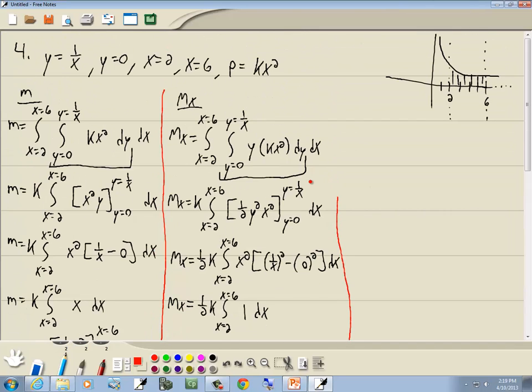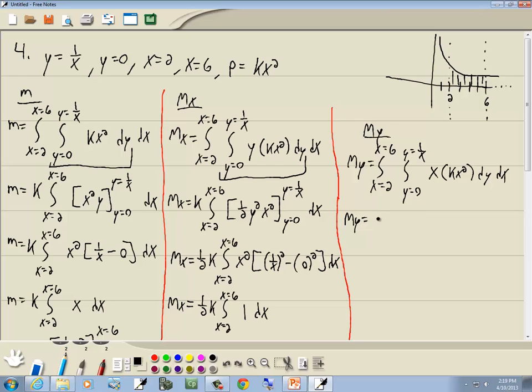Okay, so now let's find a moment with respect to y. Region of integration is still the same, so it's going from x equals 2 to x equals 6, and y is equal to 0 to y is equal to 1 over x. We're finding a moment with respect to y, so we have to put an x in there, times rho, which is kx squared, dy dx.